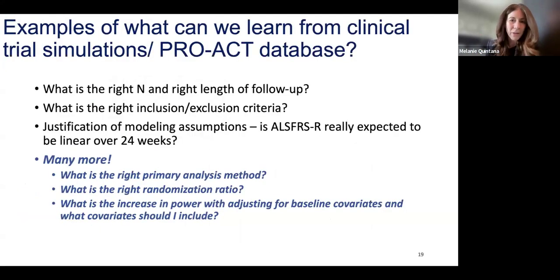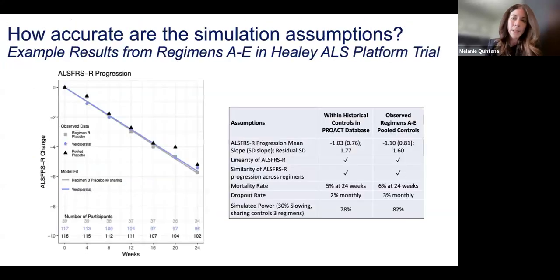And there are many more things you can do with the PROACT database to help make evidence-based clinical trial design decisions. Again, what's the right primary analysis method? What's the right randomization ratio? How could I increase my power with adjusting for different baseline covariates? Because we're using very realistic data of individuals in PROACT that actually come with records of their baseline covariates, we can try to answer this question.